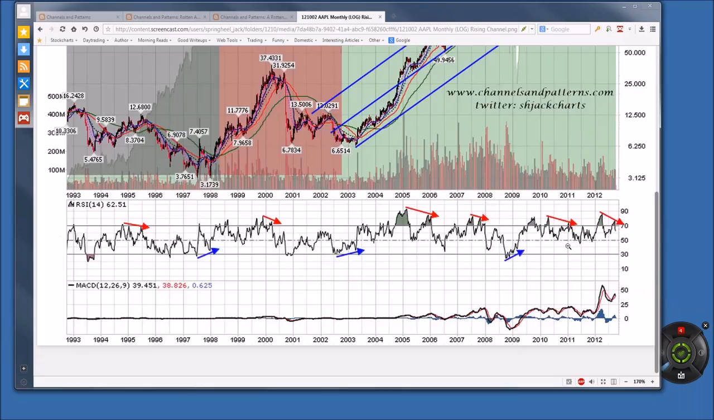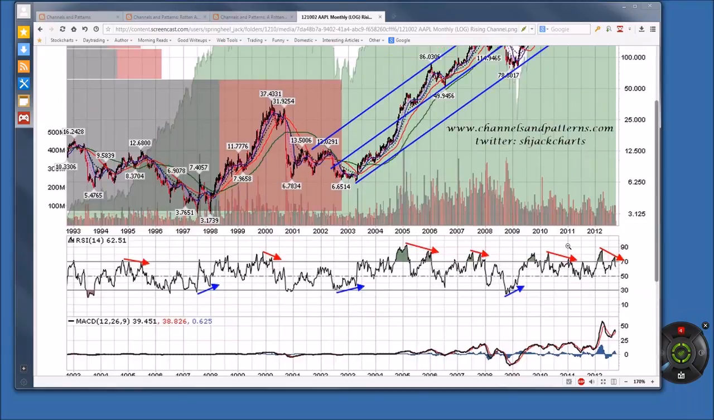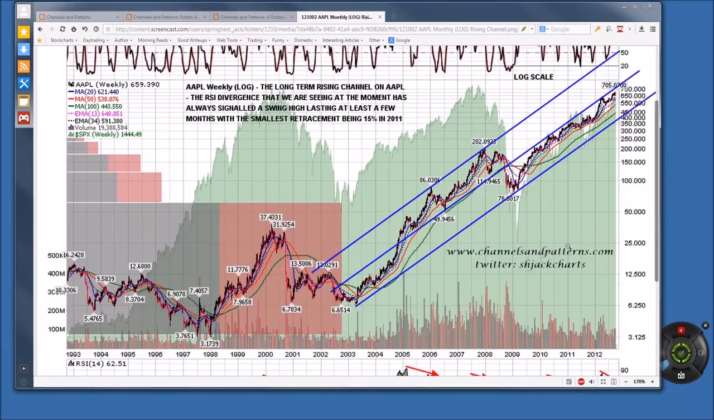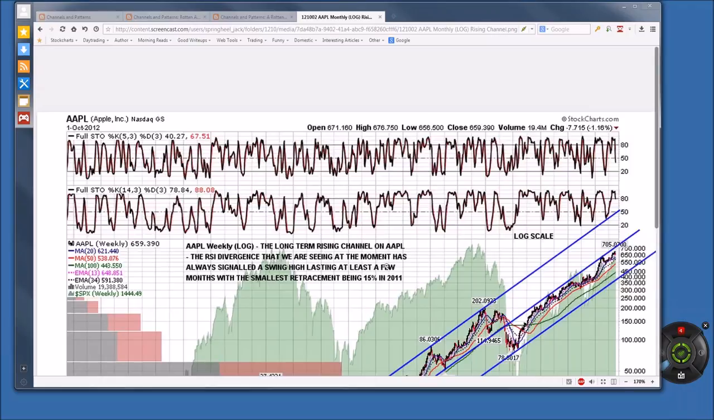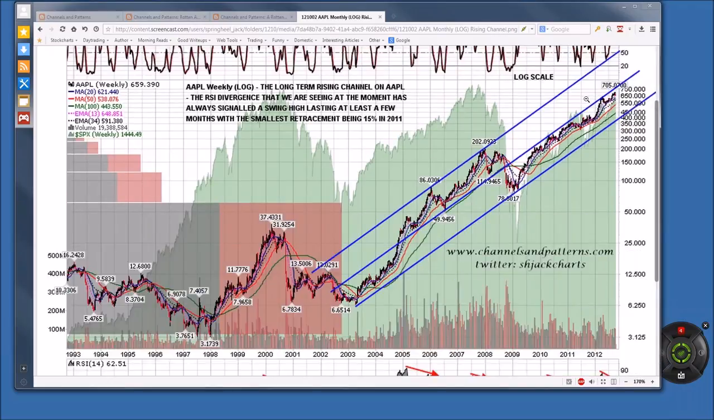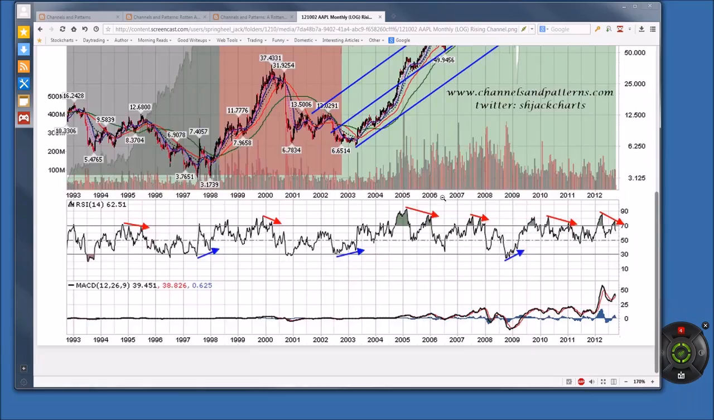In terms of the divergences, what have we got here? Now, this is a chart I was posting on the 1st of October 2012, and what I was doing was forecasting, to general derision, a large retracement in Apple. What I was saying here was that the RSI divergence we're seeing at the moment has always signaled a swing high, lasting at least a few months, with the smallest retracement being 15% in 2011. I was talking about this RSI divergence here. Got one here, here. Of all these previous five, the average retracement was, I think, 40%. And actually, I think it retraced 50% in the end.